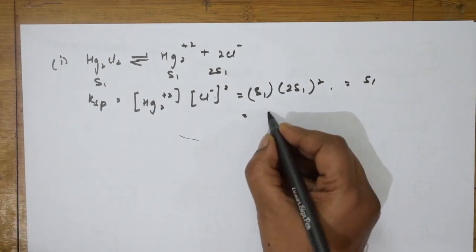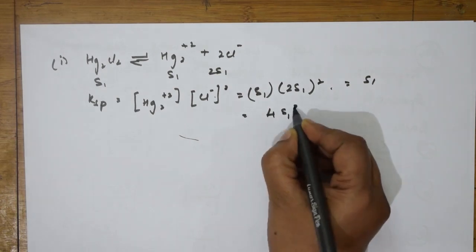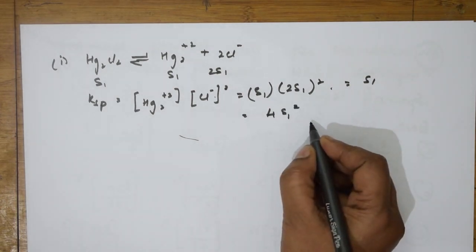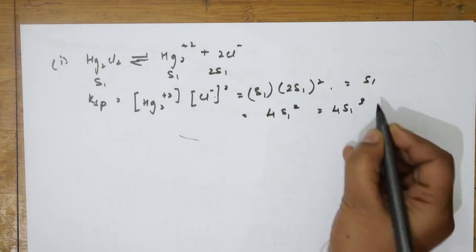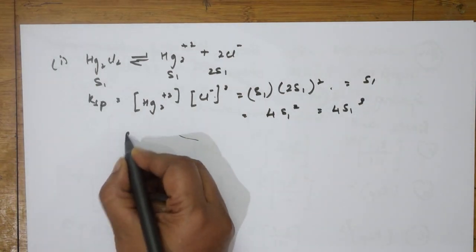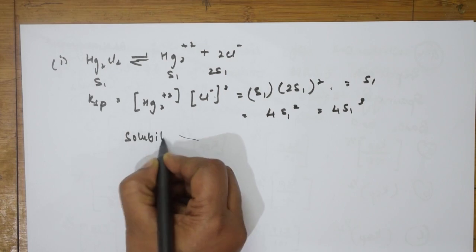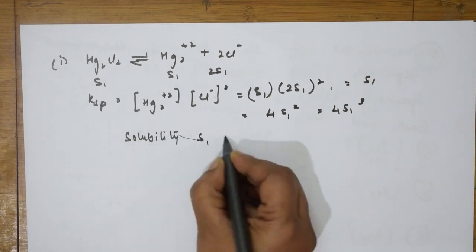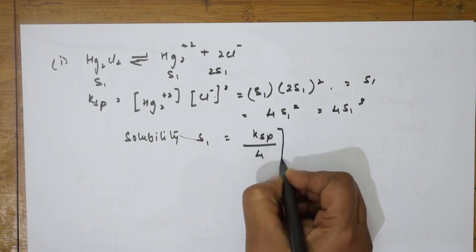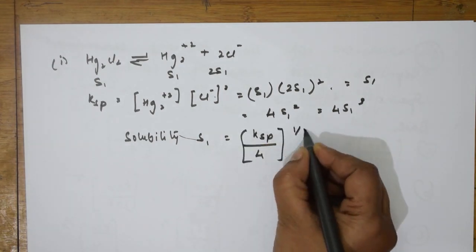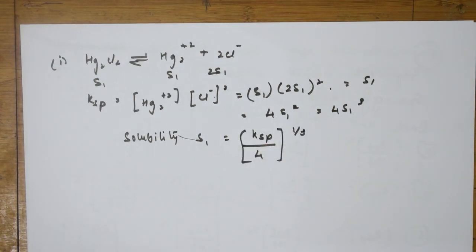How much is this coming to? This comes to 4S1 square, which is equal to 4S1 cube. So solubility I need to find. Now solubility S1 is equal to (KSP by 4) raised to 1 by 3. This is how you need to find.